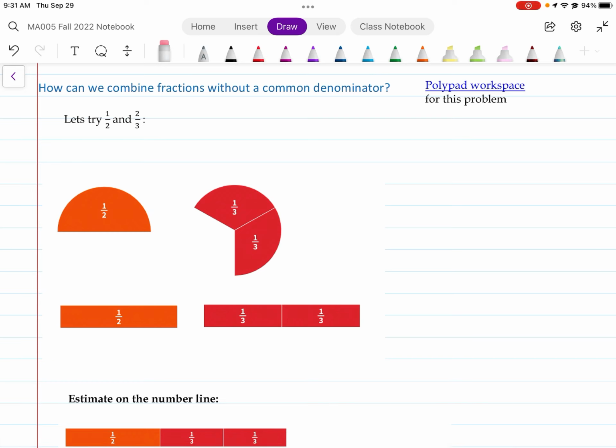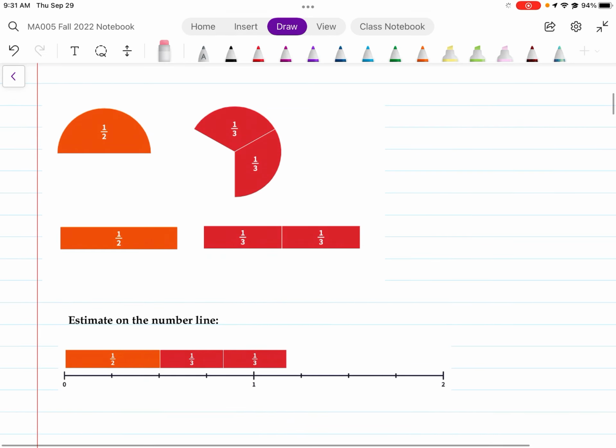So before, what we were doing is, we were taking these things and we were just kind of moving them over. But if they're not divided into the same size, it's really hard to do that. So if you tried putting the 1/2 and the 2/3 together, you're going to get some overlap. It's going to just be kind of a mess. So if you estimate it on a number line, that's another way to kind of think about it.